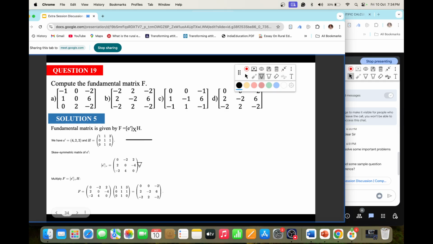I have told you how to convert e dash to e dash x. So you first have to convert your e dash to e dash x. You can refer to my previous videos, where I have told you how to compute e dash x. Once you compute e dash x, you have to multiply it with this h. Just multiply with this h and you can get the answer: e dash x into h.